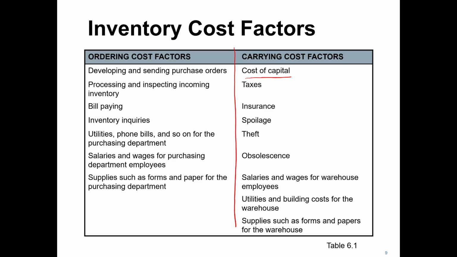So if any item is tied up in inventory and a lot of capital is tied up in this inventory, then it cannot be used for some other purposes. So this is a kind of opportunity cost of capital. And that minimum, we can say, is the interest on how much capital is tied in.